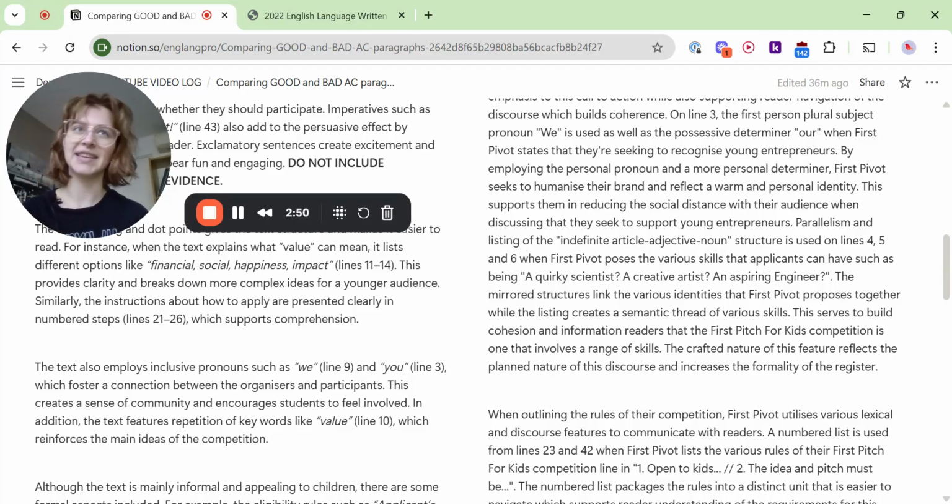Listing is usually just to provide a lot of information in one sentence instead of multiple. And yeah, it's to build cohesion, which they say in the next thing. So this serves to build cohesion and inform readers.